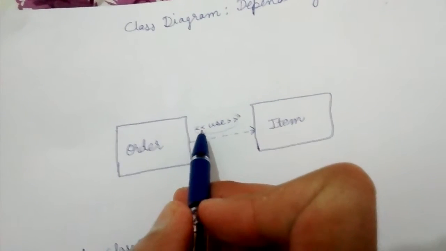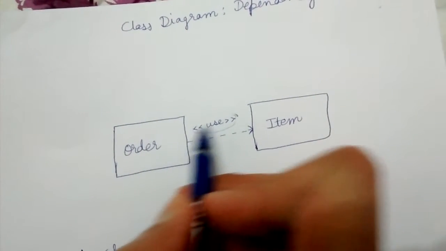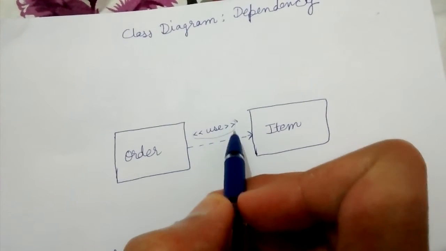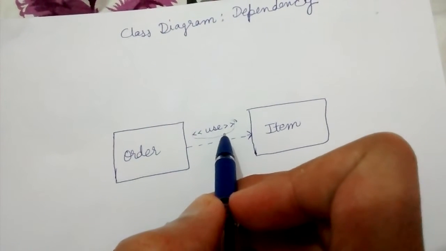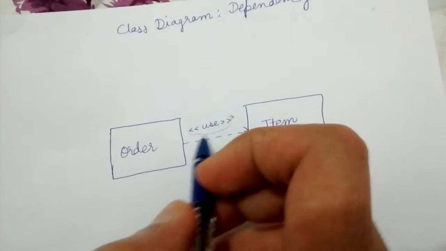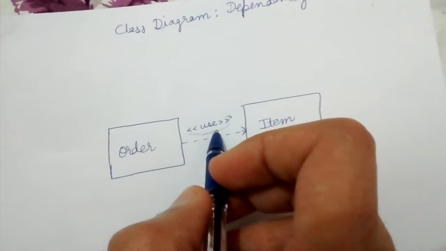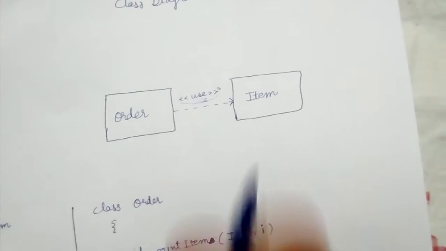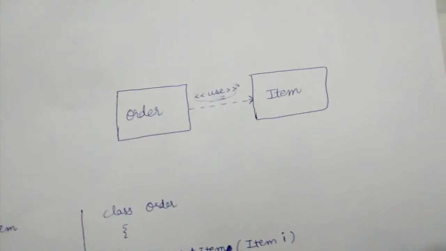And a tag preceded with two open angular brackets and succeeded by two closing angular brackets, and in between, the tag name is written, like use or instantiates or anything. So we are just looking at this use dependency.